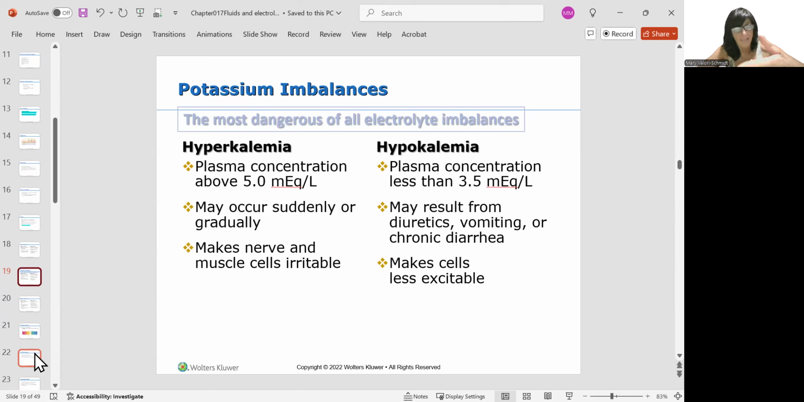Hypokalemia, less than 3.5 level of potassium in your blood, can happen because of too many diuretics, water pills, vomiting, chronic diarrhea. Just the opposite. Your cells are going to get less excitable. They're going to get sluggish, right? You can have a heart attack, okay? So potassium imbalances are dangerous, okay? Very, very dangerous.